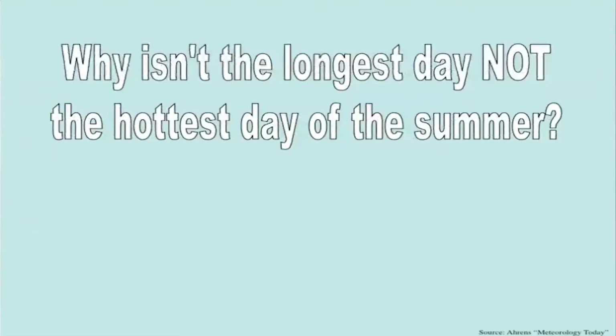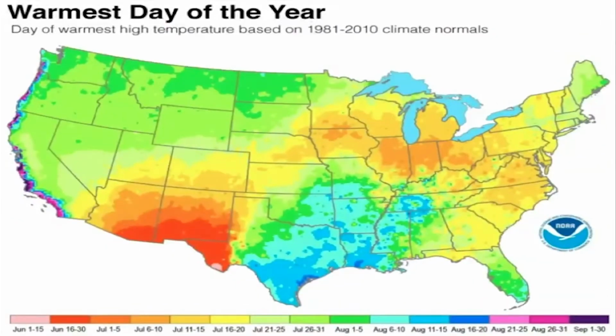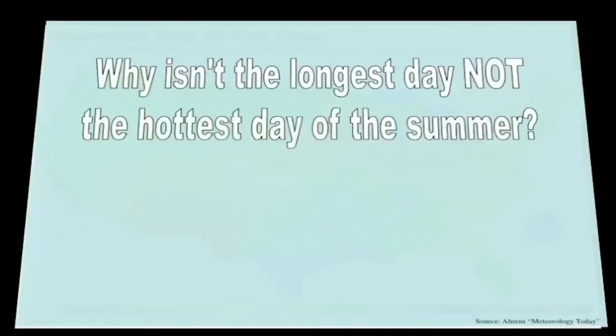So that begs this question. June 21st is not the hottest day of the year here in Pennsylvania. So why isn't the longest day the hottest day of the summer? In fact, look across the United States here. The warmest day in summer in Pennsylvania, we're in that little yellow to orange shade, is about mid-July. Some places the warmest day doesn't come until mid-August, like down in Texas and over in Southern California along the coast.